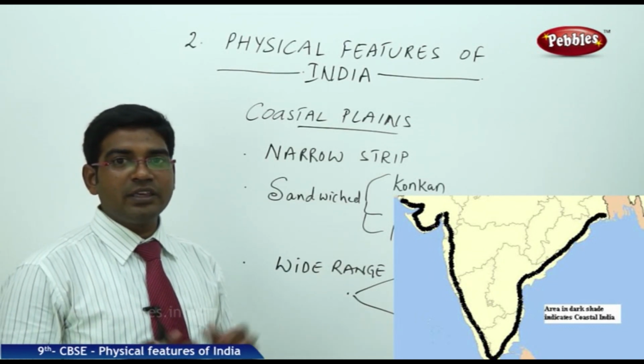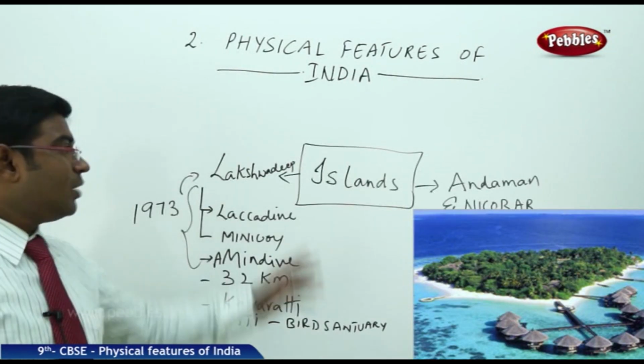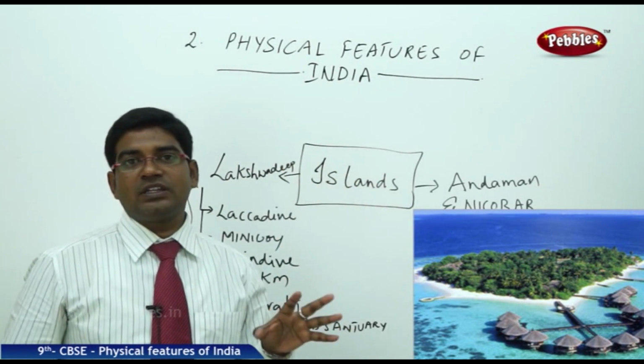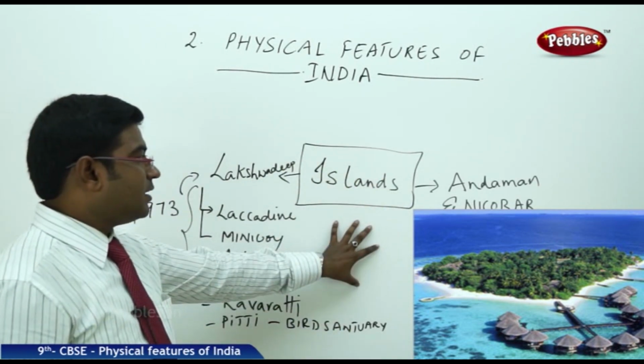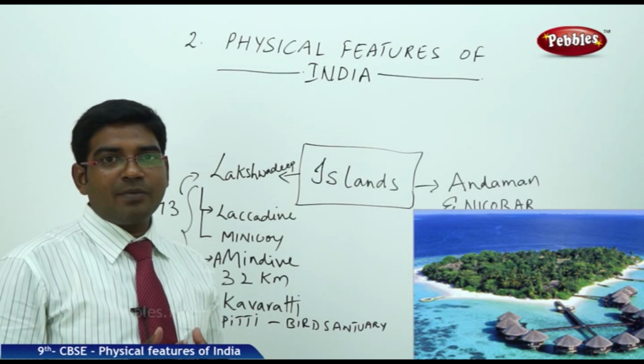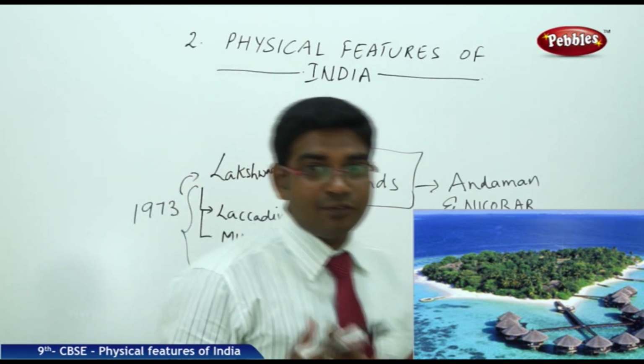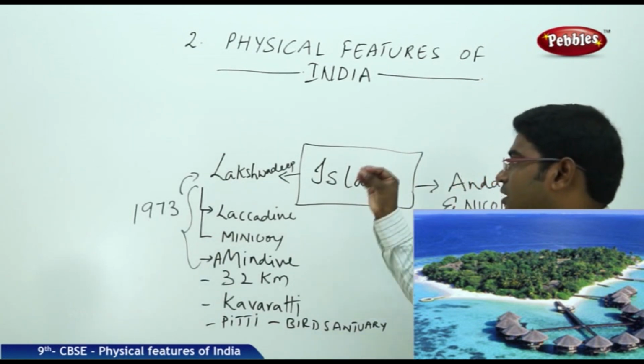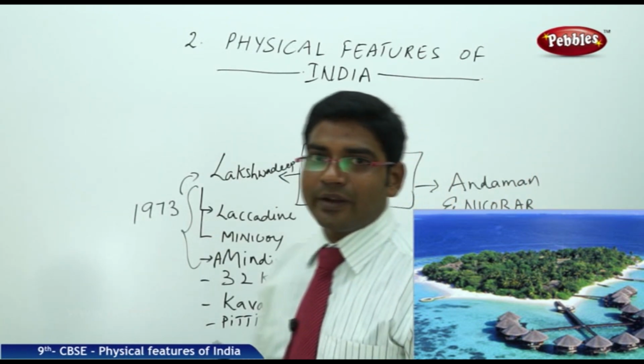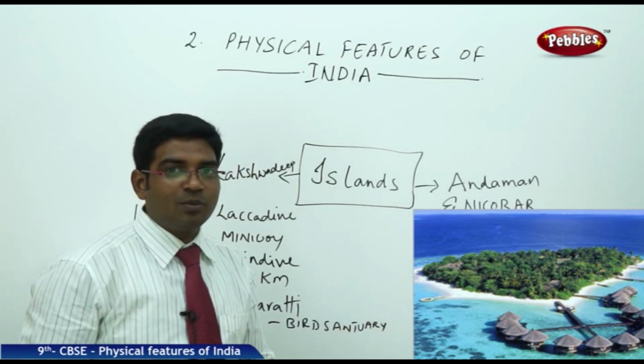Now let us learn about the islands. So now let us move on to the last major physical division of India, that is the islands. An island is a land mass which is surrounded by water on all sides. Now we have two major groups of islands. One is the Lakshadweep Islands, the other is the Andaman and Nicobar Islands.